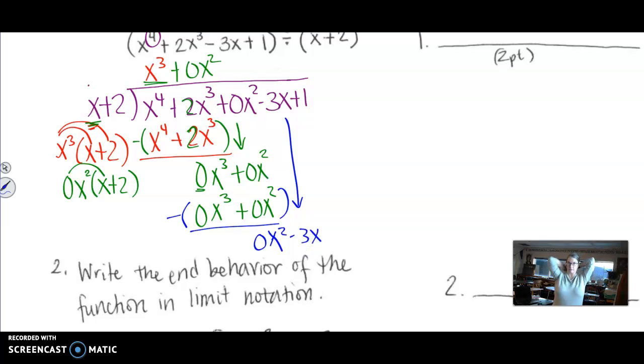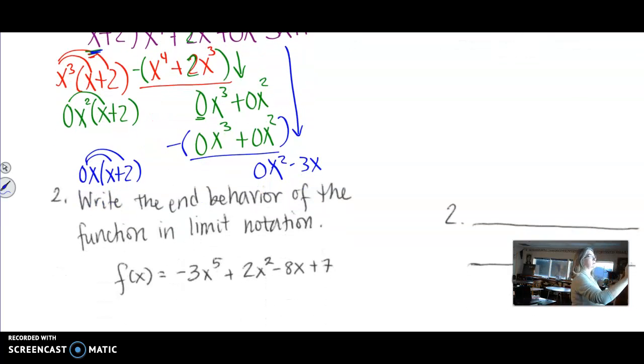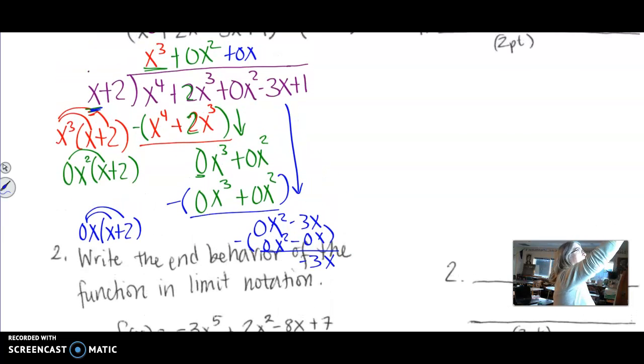What do I have to multiply x by this time to get 0x squared? That would be 0x. So I multiply 0x times x plus 2, which is 0x squared plus 0x, since 2 times 0 is 0. I didn't leave enough room, sorry about that. Now we're subtracting: negative 3x minus a negative 0x, which normally you would add, but because it's 0 we don't have to. I get negative 3x, and then I bring down my plus 1.